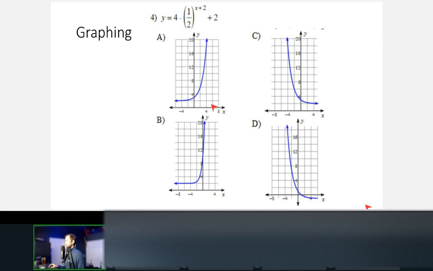All right, number 4. We have y equals 4 times 1/2 to the x plus 2, and then plus 2. So again, think about what's going on, and see if you can pick out the correct answer.